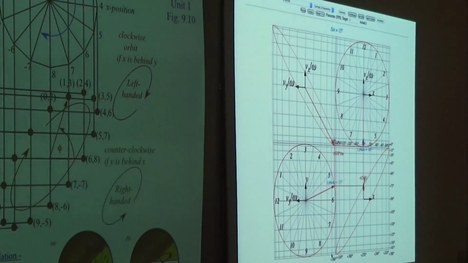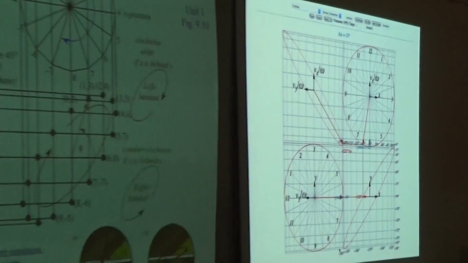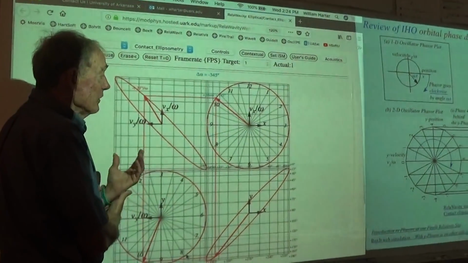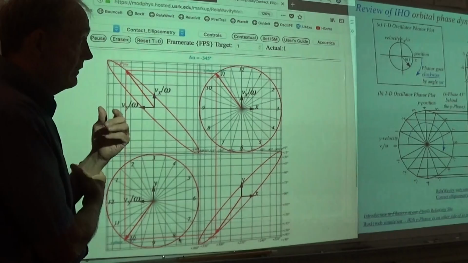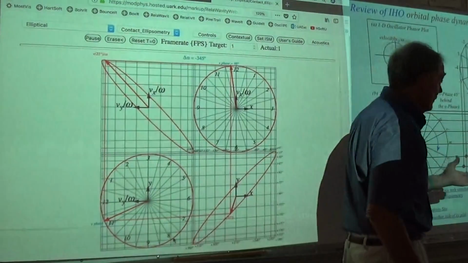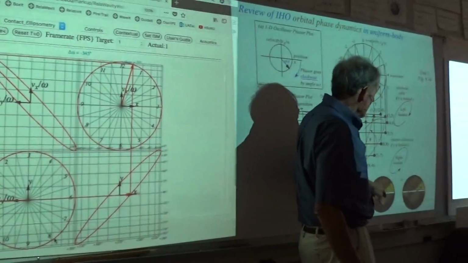So that's a really nice, not terribly simple, but it includes all of the information about a two-dimensional oscillator. Now with this particular thing, it's a three-dimensional oscillator. So what is missing here?